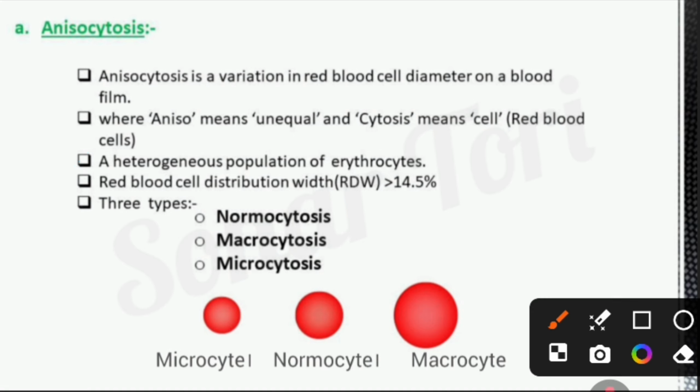Anisocytosis can be divided into 3 types: normocytosis, macrocytosis and microcytosis. In this picture you can see the size variation of RBC: microcyte, normocyte and macrocyte. In the microcyte, the size of the RBC is smaller than normal. In the normocyte, the size of the RBC is normal, and in the macrocyte, the size of the RBC is greater than the normal size of RBC.